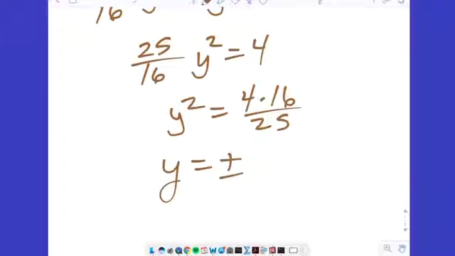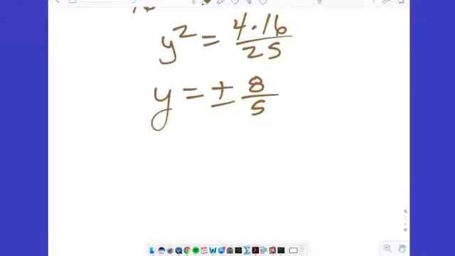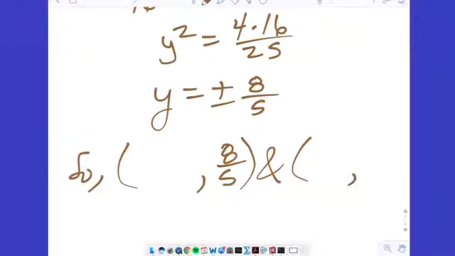So you can either call 4 times 16 64, and then say its square root is 8. Or because 4 and 16 are perfect squares themselves, it's the square root of 4, which is 2, the square root of 16 is 4, 4 times 2 is 8, and the square root of 25 is 5. So what that does is it gives you the two y values now where the slope was 3/4. So here are the actual solutions: x comma positive 8/5 and x comma negative 8/5.